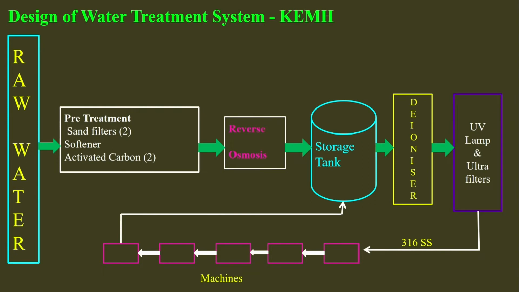So this is the design of the water treatment system of KEM Hospital, which includes a pretreatment, reverse osmosis, a storage tank, deionizer, followed by UV lamp and ultrafilters. Then water goes to the dialysis machine stations. It comes back to the storage tank. So this loop of treated water coming back to the storage tank is very important to improve the efficacy and to decrease the chance of contamination.